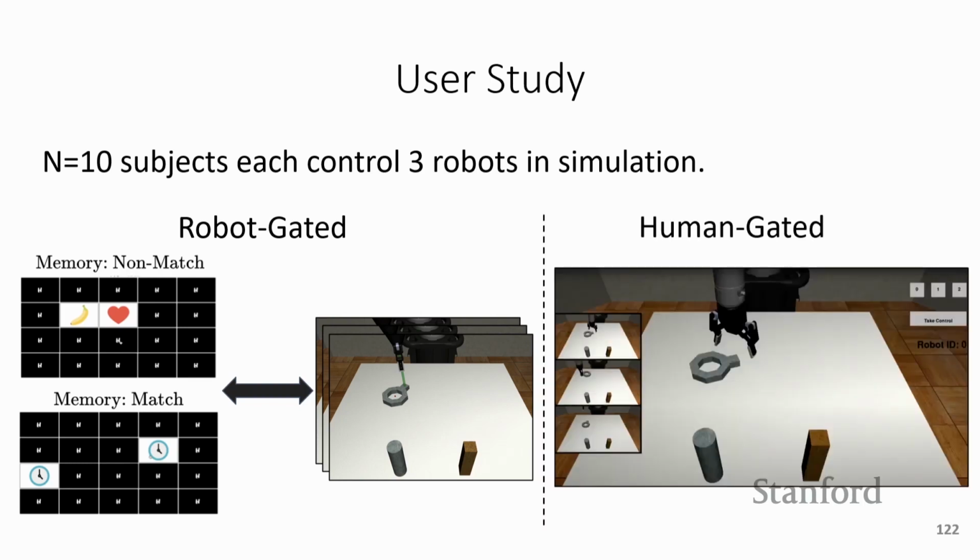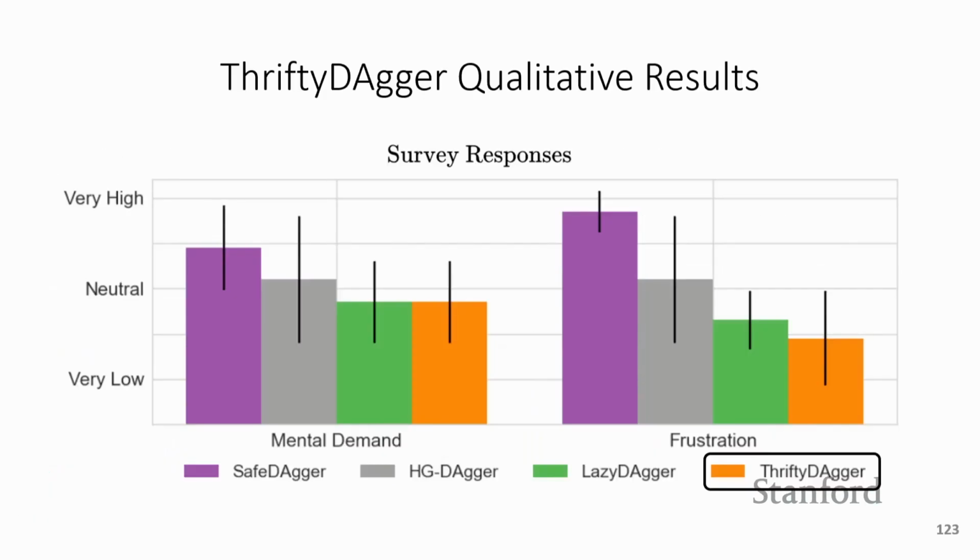We also compared this to a human-gated approach, where the human is now micromanaging everything. They can see little thumbnail views of all the different robots. At all times, they can switch to whatever robot they want. At any time, they can come in and provide an intervention if they think the robot needs help. And so you can see here the different approaches that we looked at. HTDAgger is the one where the human gets to decide when they intervene. SafeDAgger, LazyDAgger, and ThriftyDAgger are all active robot-gated approaches where the robot decides when it needs help.